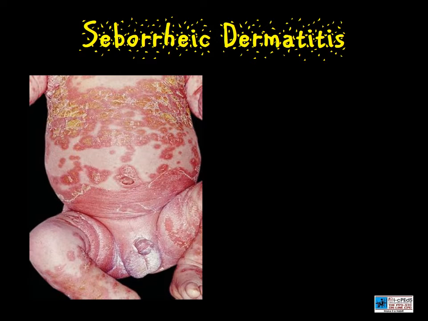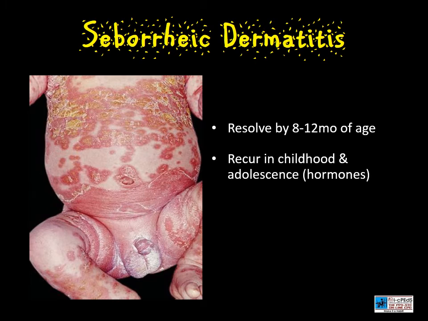In the majority of cases, it is a benign, self-limiting condition which usually clears spontaneously during the first 8 to 12 months of life. Most appropriate management is reassurance for the parents that the condition is not serious and will disappear on its own in good time. Recurrence during childhood and adolescence are common due to hormonal changes.